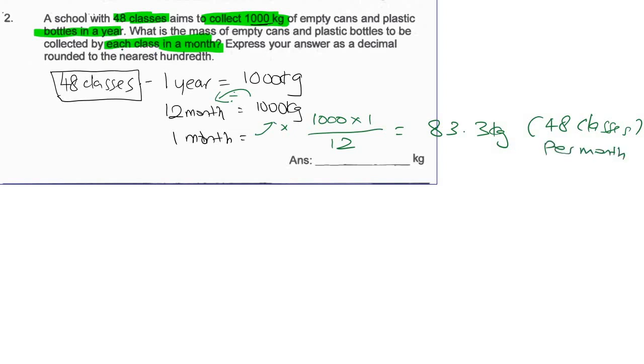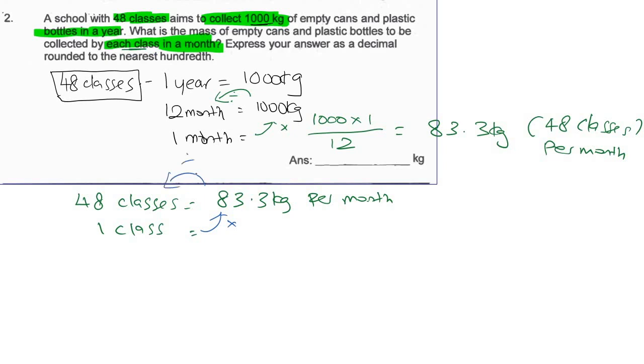But the question is asking each class. That means 1 class. So 48 classes per month is 83.3 kg per month. So each class is equal to how many? If 1 class, as usual, you do this. Over here is times, over here is divide. So it's 1 times 83.3 divided by 48 classes. So you will have a decimal place. If you use a calculator, you will see 1.736 and so on kg.